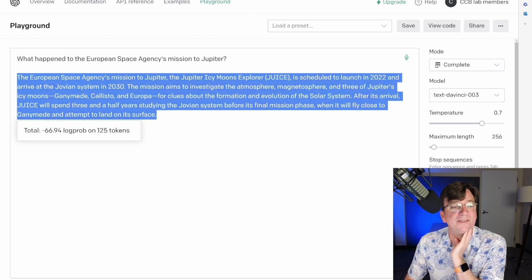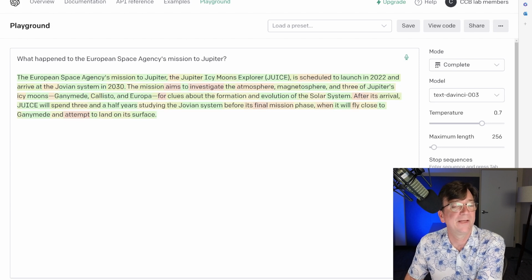It says the European Space Agency's mission to Jupiter, the Jupiter Icy Moons Explorer, acronym JUICE, is scheduled to launch in 2022 and arrive at the Jovian system in 2030. The mission aims to investigate the atmosphere, magnetosphere, and 3 of Jupiter's icy moons, Ganymede, Callisto, and Europa, for clues about the formation and evolution of the solar system. After its arrival, JUICE will spend 3.5 years studying the Jovian system before its final mission phase, when it will fly close to Ganymede and attempt to land on its surface. So it gives me information that's now out of date.